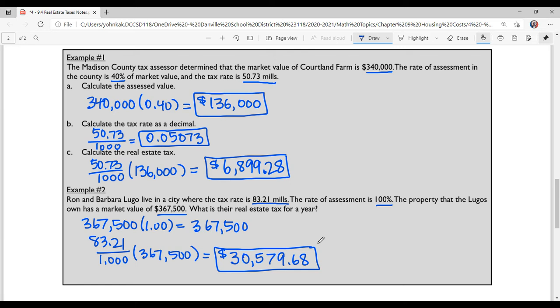Okay, that is ginormous. Now, normally people are not going to be taxed on everything, but I wanted to throw it in there. So this is a huge tax bill. That's huge. But again, they live in a place where they tax 100%. There are plenty of places that do not. In fact, it's very rare if they tax at 100%.